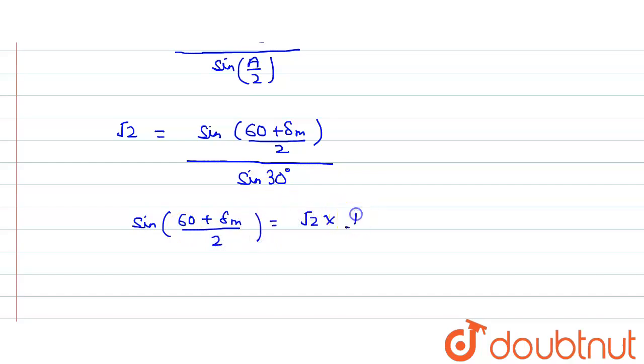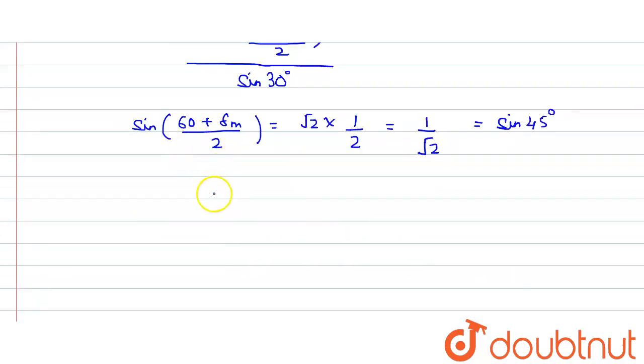Now what is sine of 30? It is 1 by 2. Now if we take the multiplication here, it would be 1 divided by root 2. Now what is 1 divided by root 2 in terms of sine? We know that sine 45 degrees is 1 by root 2. Now we can substitute the angles here. So if we equate the angles of sine in this case and in this case, (60 plus delta m) by 2 would be 45 degrees.